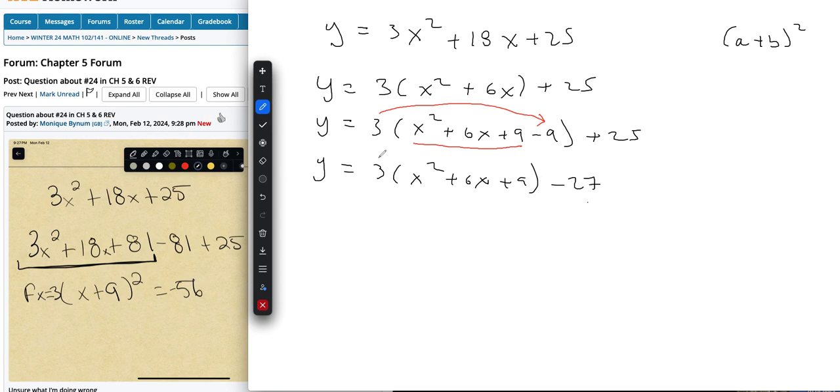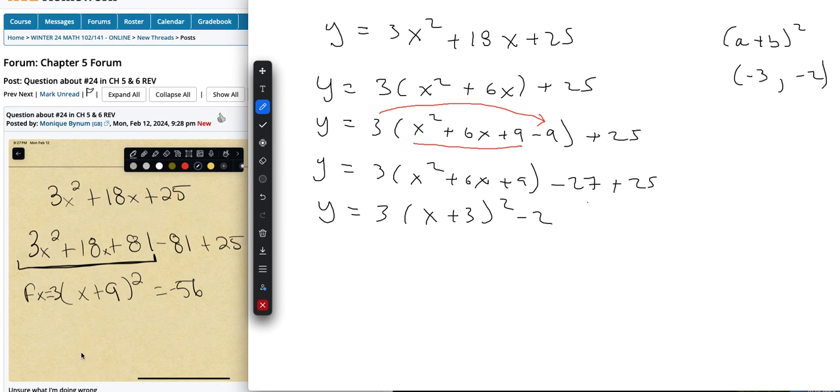And notice, if I distributed this all the way through, I'd be back at my 3x squared, my 18x, and I'd have a plus 27 and a minus 27, so they still cancel. It's still the same thing as up here. I just gave it a different look, so I'm able to factor it. And now that I got that minus 27 out of the factoring part, I'll finish off that factoring as x plus 3, quantity squared, and then down 27 and up 25 would be minus 2. So I'm getting my vertex at negative 3 and then negative 2.